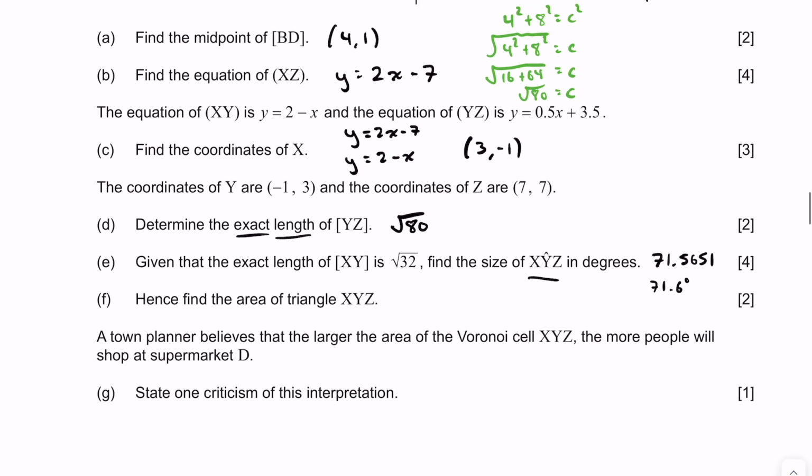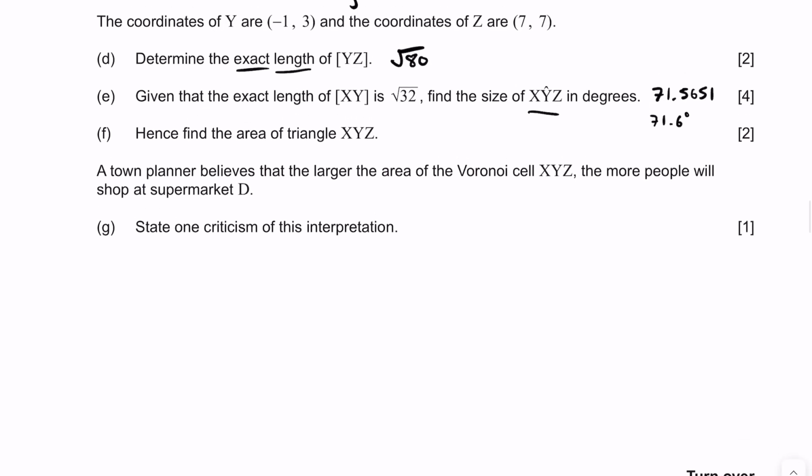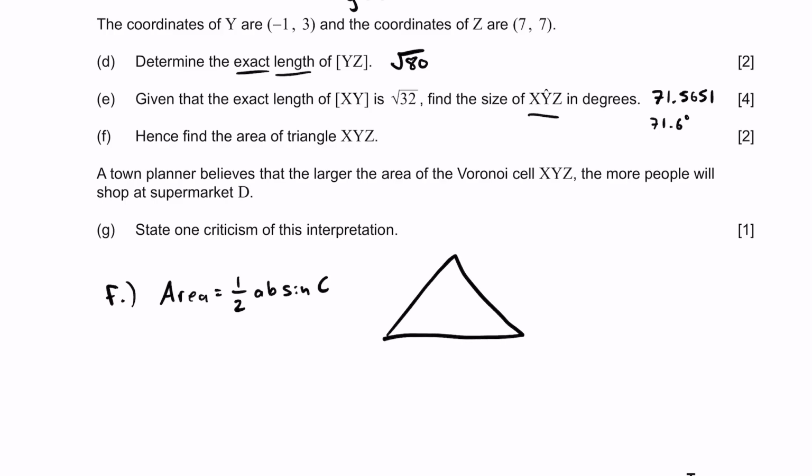Okay, part F, hence find the area of triangle XYZ. Okay, so let's write that out here, I guess. Area of a non-right angle triangle, this is given to us in the formula booklet. Area is equal to half AB sine C. What does that mean in the context of our triangles?